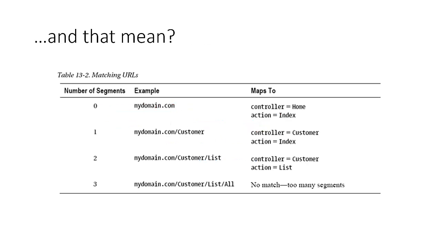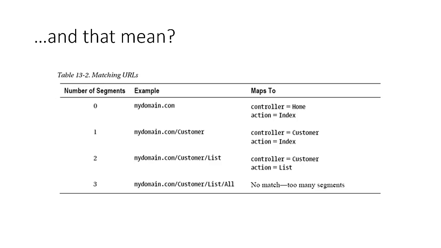So looking at that route detail and route information, what does that mean? If we look at this table, this actually comes from your textbook, so there's a reference there as well. We have the number of segments that are part of this URL, so this is mydomain.com. And because there are 0 segments or other elements included, those default values take place. So controller is Home and the action is Index.